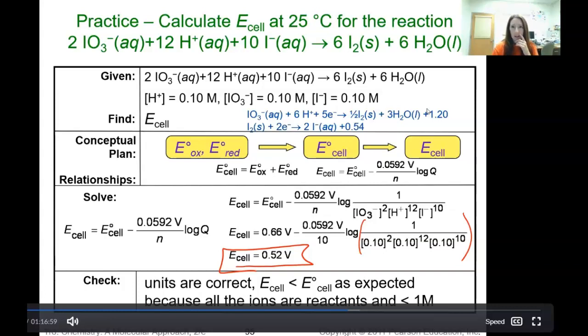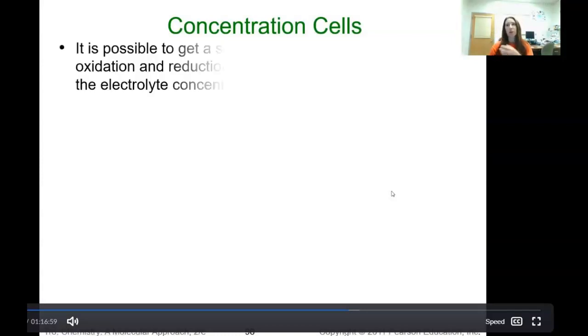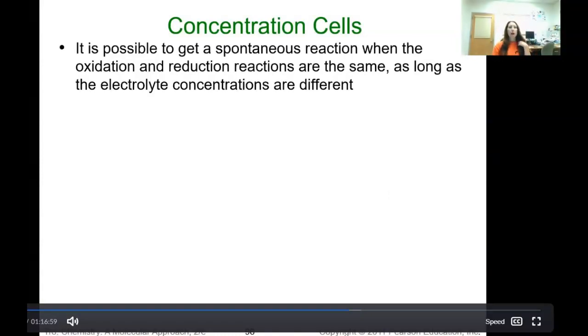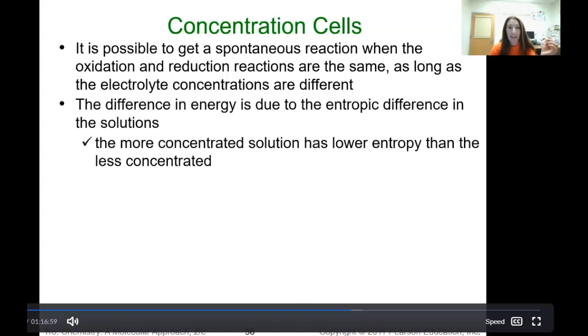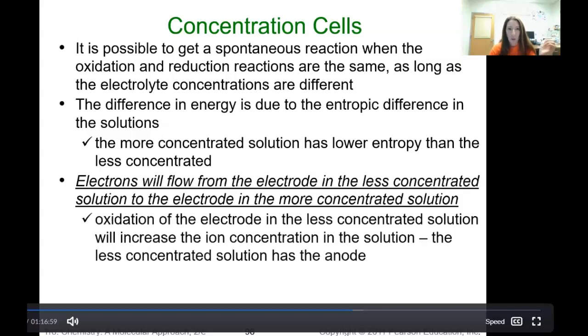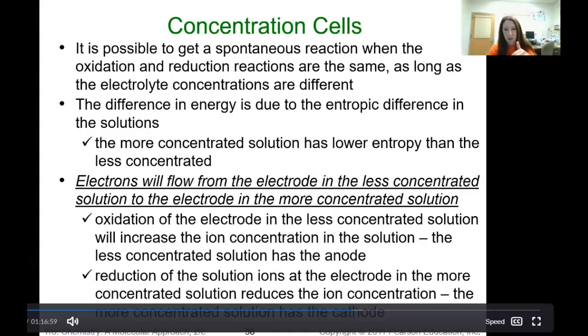So now we're going to look at more of what I talked about before: the concentrations of the cells and when they're different. We can get a spontaneous reaction even when the oxidation and reduction reactions are the same. If we have the same reactions, we can create a voltage just by using different concentrations. Again, this is due to entropy. The more concentrated solution always has a lower entropy than the less concentrated, so the less concentrated will always go towards the more concentrated.